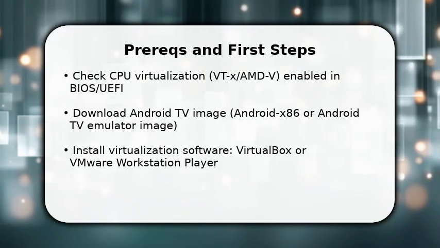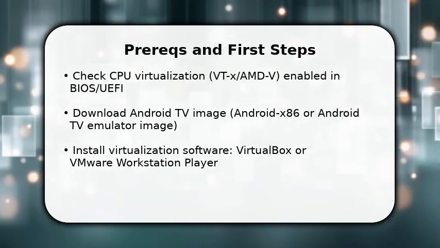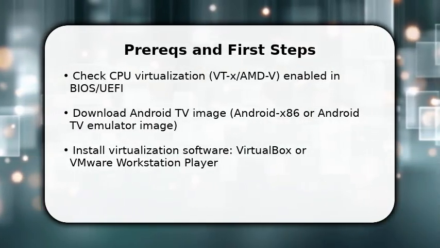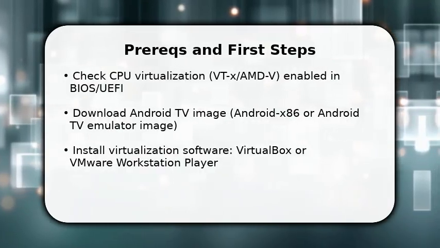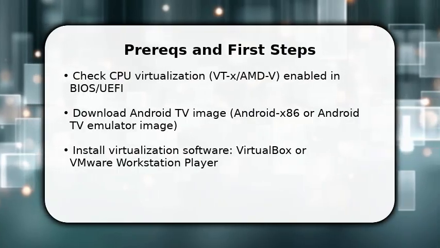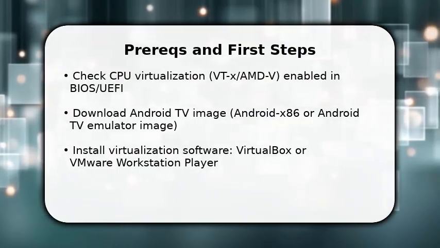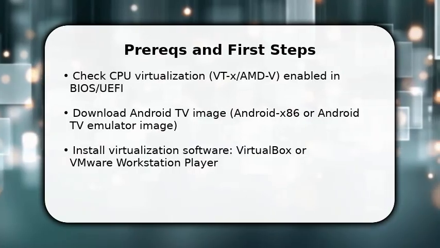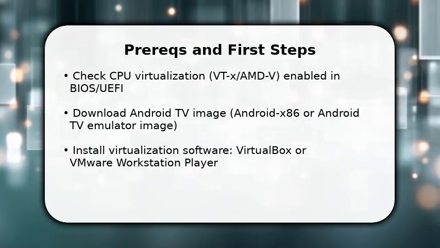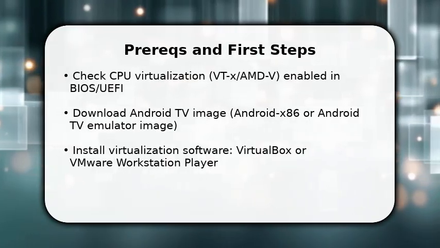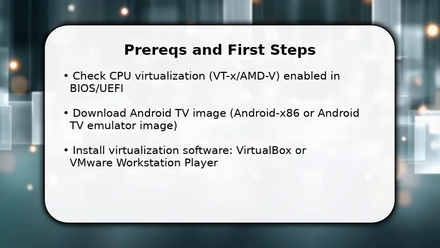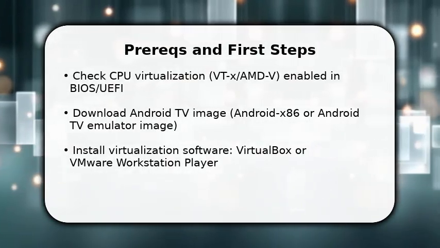You start by confirming your machine supports virtualization and enabling VT-x or AMD-V in BIOS. This lets the virtual machine access CPU features. Next, download a compatible Android TV image like Android x86 or an official Android TV emulator image so you get Google TV UI and Play Store support.